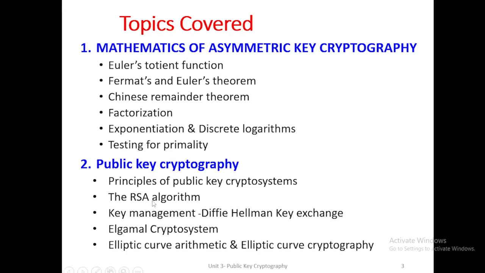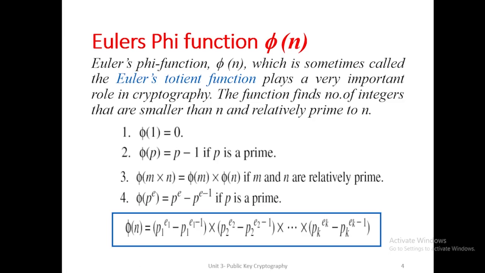There are 3 types of algorithms available. One is the RSA algorithm, another is the Elgamal crypto system, and the third is elliptic curve cryptography. These are the 3 different public key cryptography algorithms. For key generation, a key management technique is available, called the Diffie-Hellman key exchange algorithm. So this is the overview of Unit-3. Let us take each one.